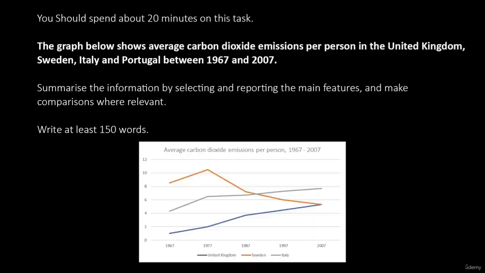Another example is line graph. The graph below shows average carbon dioxide emissions per person in United Kingdom, Sweden, Italy and Portugal between 1967 and 2007. Clear? So this will be a line graph where they show the increase in the carbon dioxide or decrease. These are the mentioned details about the graph, and we can understand later how it works. This is a question type I'm explaining. Okay.